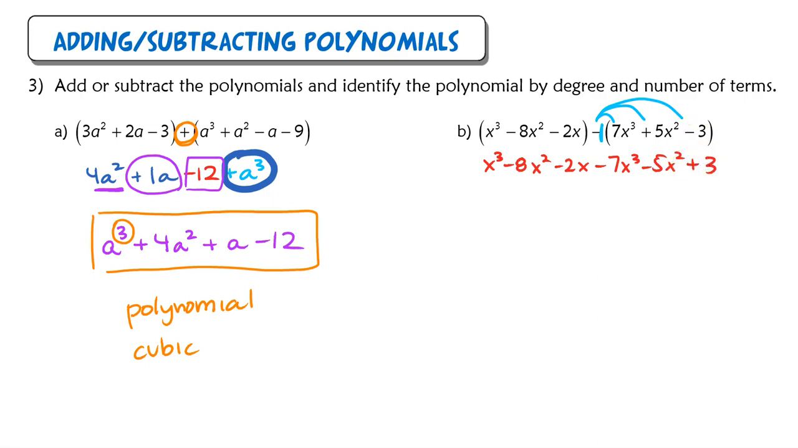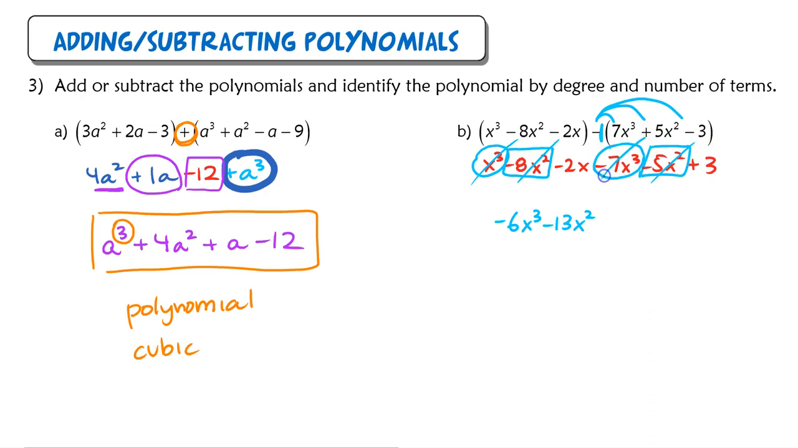And then from here I just go through just like I did in the last problem, and I look for like terms. I'm starting with this x cubed, and I have a negative 7x cubed here. So I type in 1 minus 7, that gives me negative 6x cubed. The next term here, negative 8x squared and negative 5x squared. When I type in negative 8 minus 5, I get negative 13. So it's negative 13x squared.